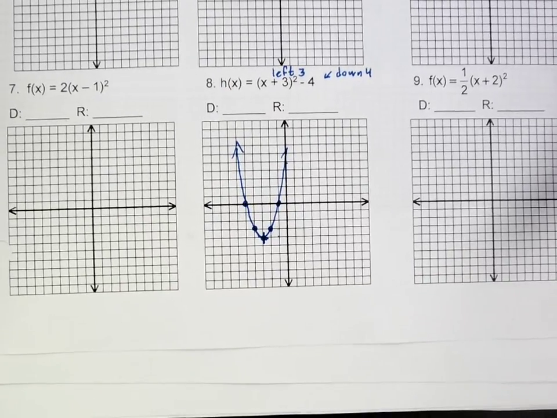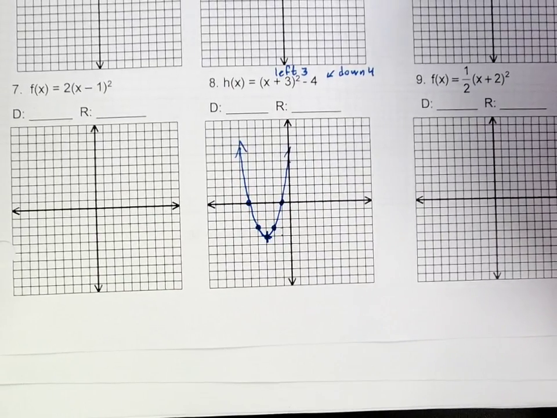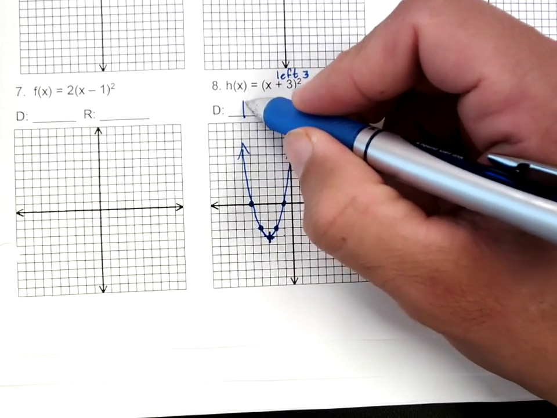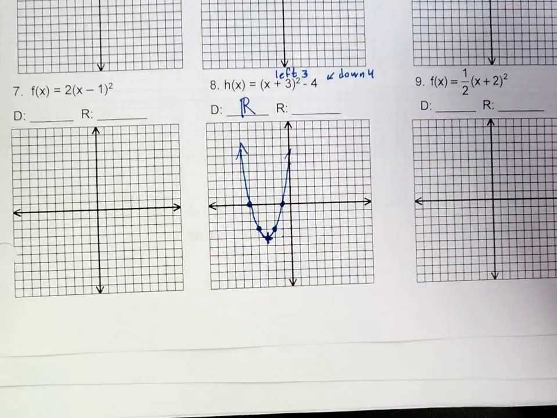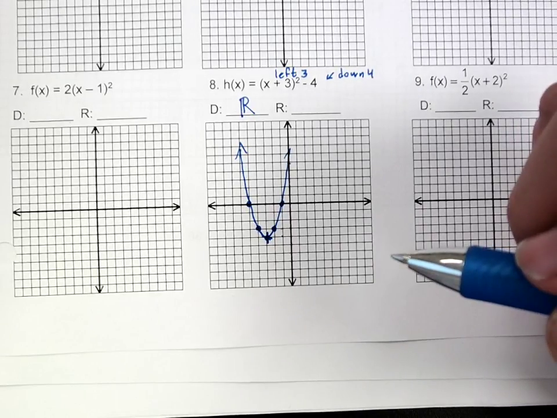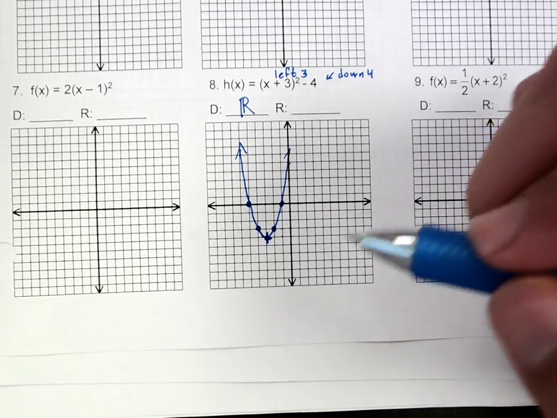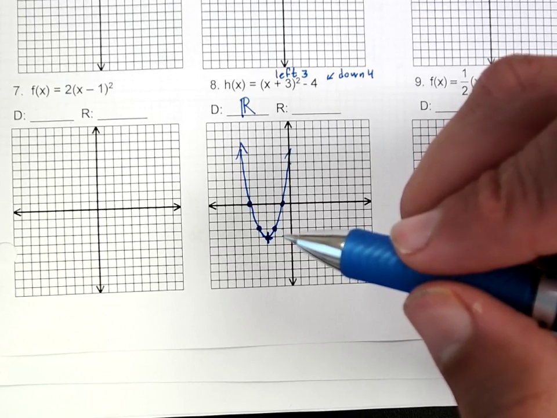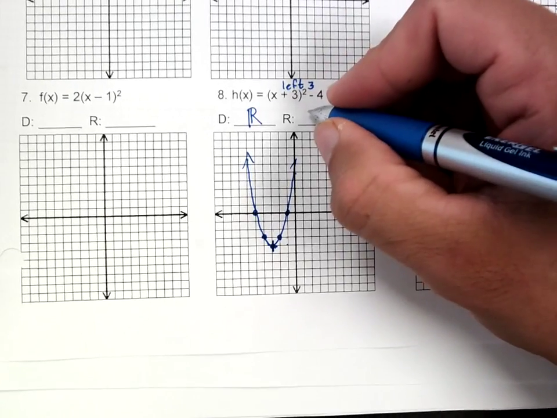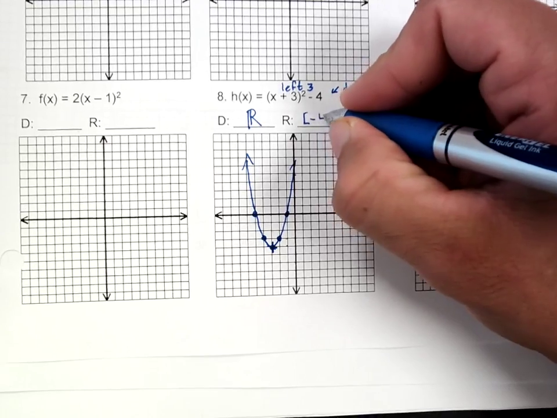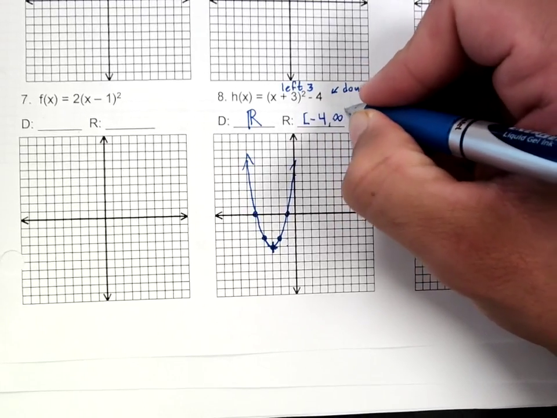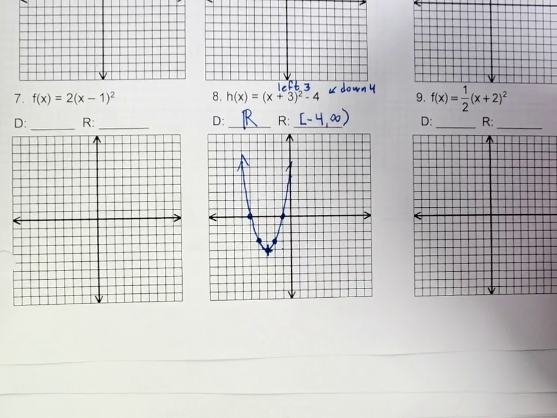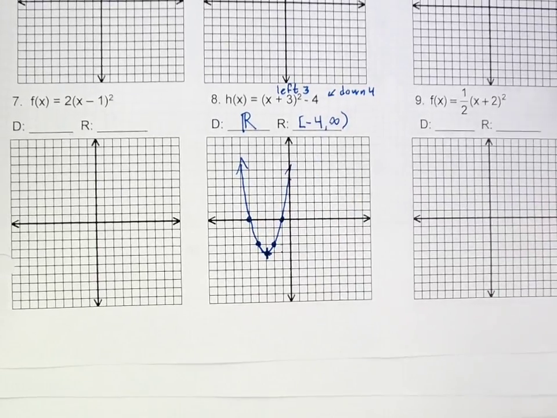What's the domain of this function? What's the domain of all quadratic functions? All real numbers, very good. Now the range, what is the lowest point? What is the highest point? What's the y coordinate of that? -4 and infinity, very good. It includes -4, so I write a square bracket.